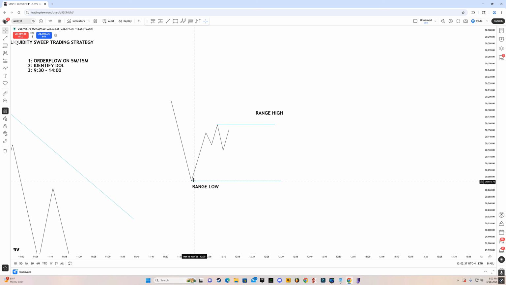So, a push to the downside, right? Order flow is bearish, and then we have a pullback. Within the pullback, we have a higher high, higher low, higher high, and then a market structure shift. Now we have a range high. The next step is waiting for price to sweep out the range high.